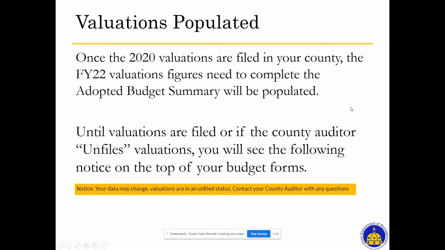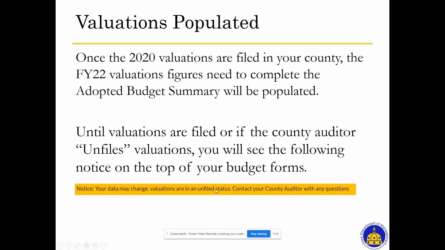Once those 2020 valuations are filed by your county auditor, those valuation figures will populate into your adopted budget summary page. Until valuations are filed, or if your county auditor goes in and unfiles the values because they need to make a correction or an adjustment, you'll see a notice on the top of your budget forms that tells you your data may change, that the valuations are in an unfiled status.